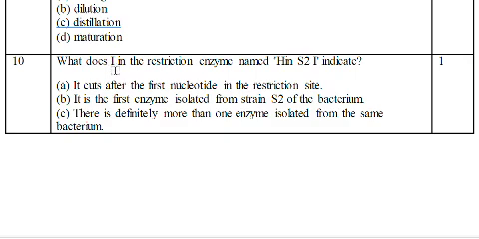What does the Roman number 1 in the restriction enzyme named HIN-S2-1 indicate? The 1 is the order of discovery. So it is the first enzyme which is isolated from the strain S2 of the bacterium.